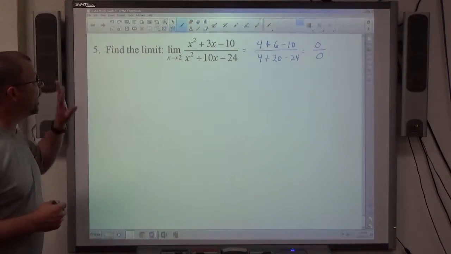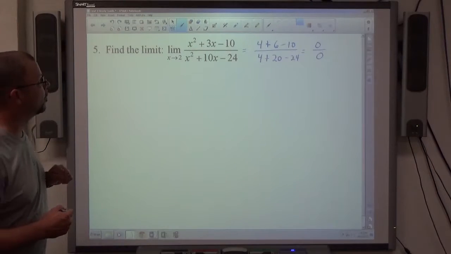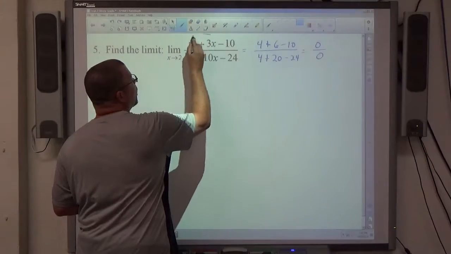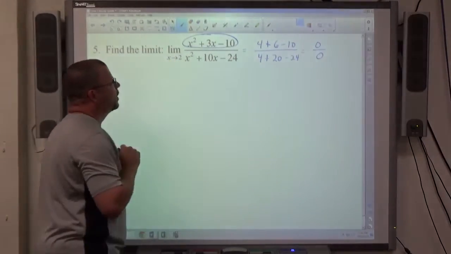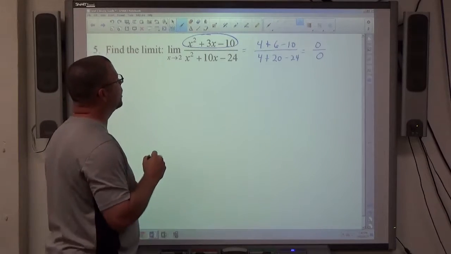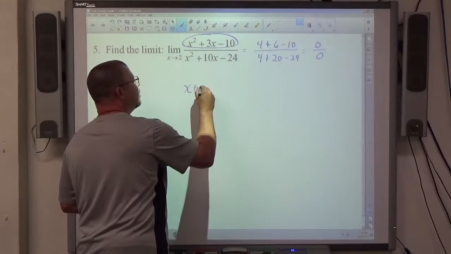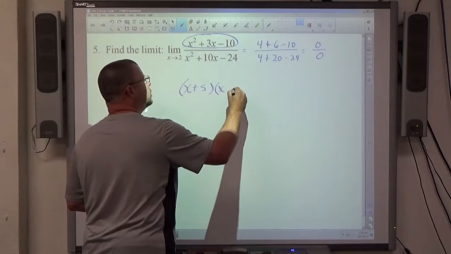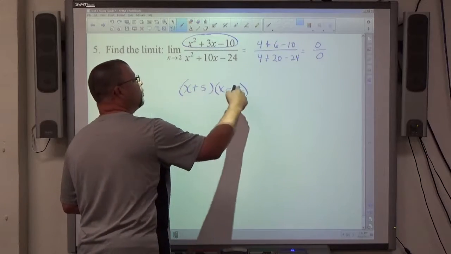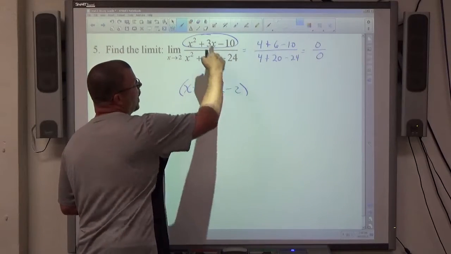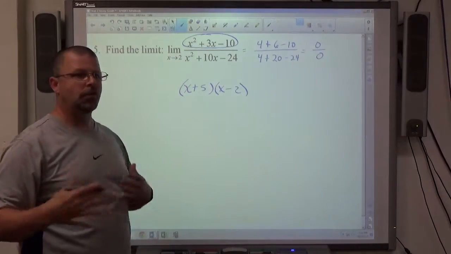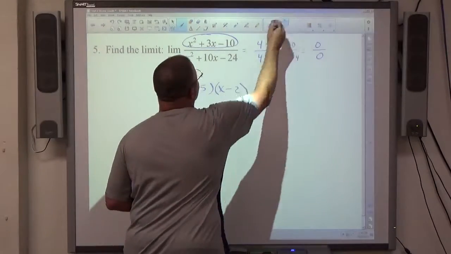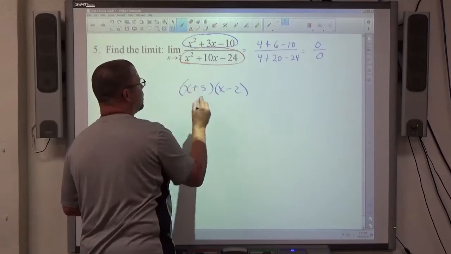Notice this time that we have quadratic trinomials, so we're looking to factor those quadratic trinomials. That's the typical technique we're going to do if we get 0 over 0 in this scenario. x plus 5 times x minus 2. 5 and negative 2 multiply to make negative 10. 5 and negative 2 add to make positive 3, since we have a coefficient of 1 in front of the x squared. On the bottom, x squared plus 10x minus 24.